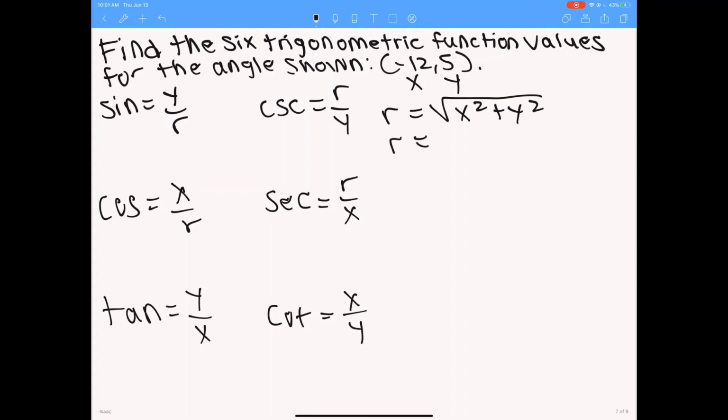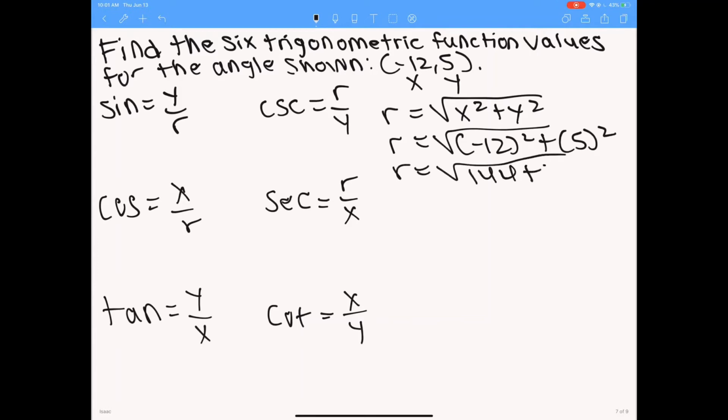So r equals radical -12 squared plus 5 squared. R equals radical 144 plus 25. R equals radical 169. And 169 is a perfect square, so r equals 13.